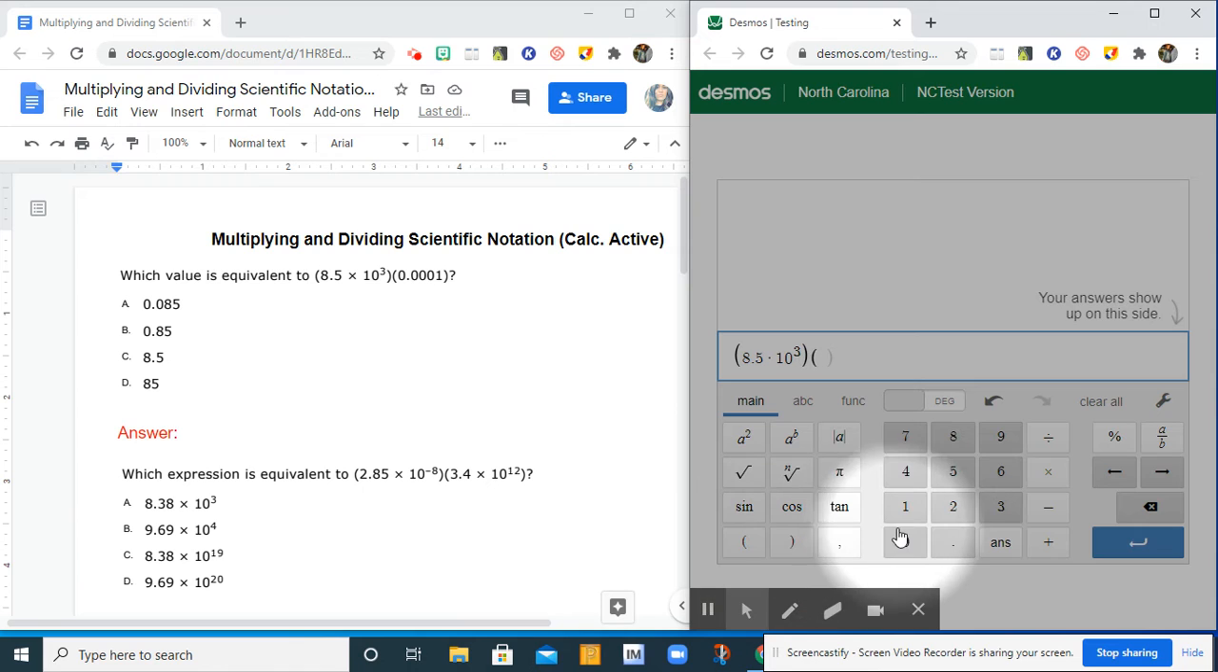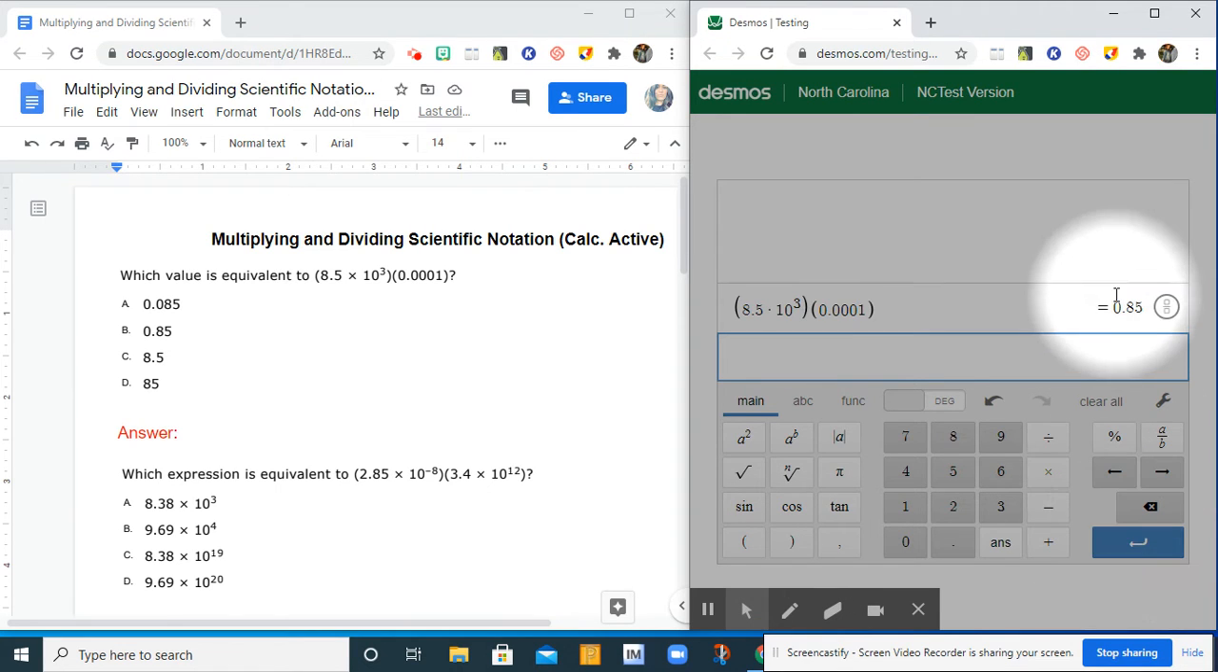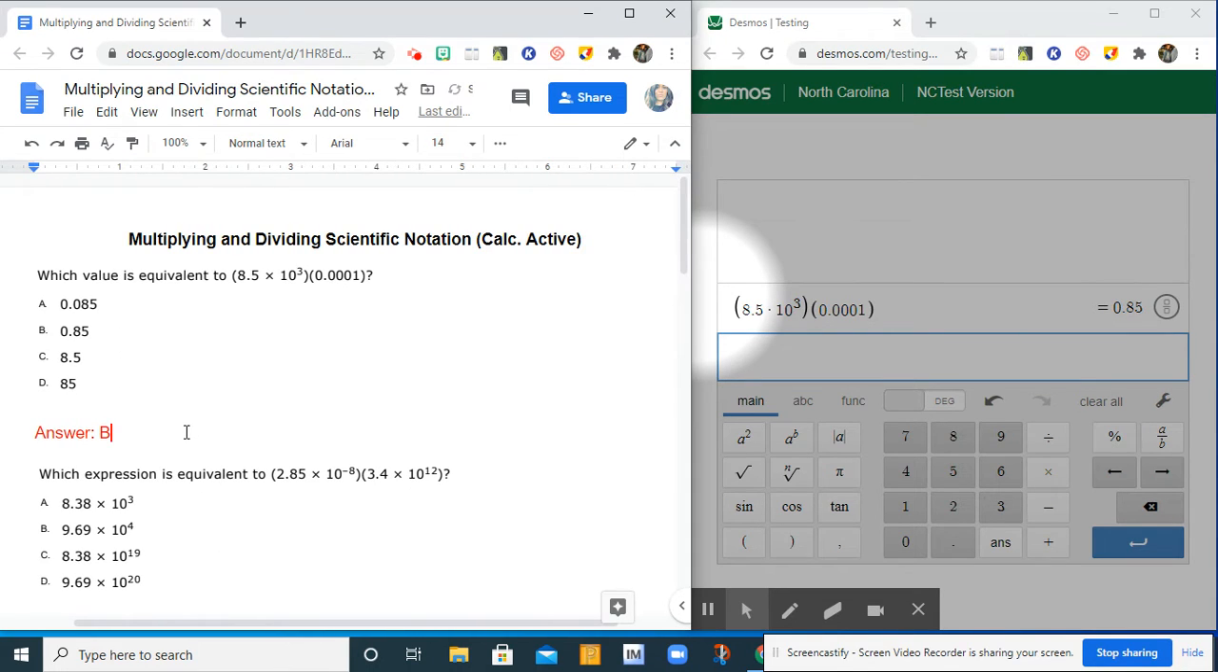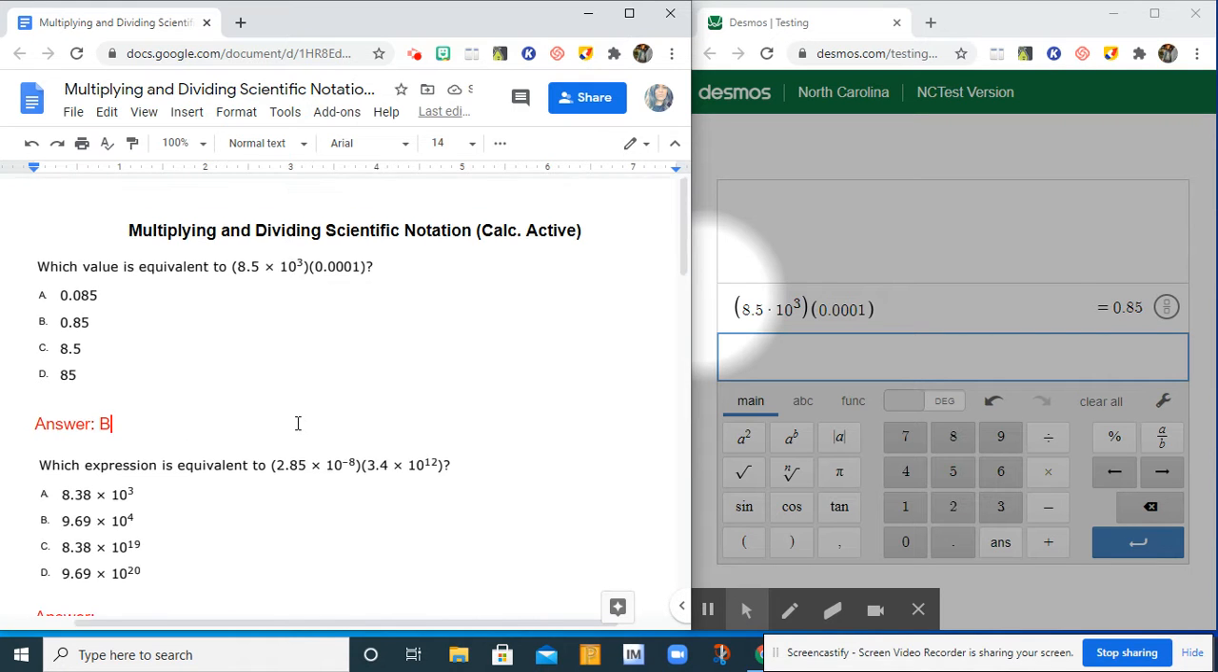I'm going to choose my parentheses again and do 0 point, there's 3 zeros, 1, close my parentheses, and then this is your enter key. So as you can see, my answer is 0.85, which would happen to be B over here. I'm going to type in B.